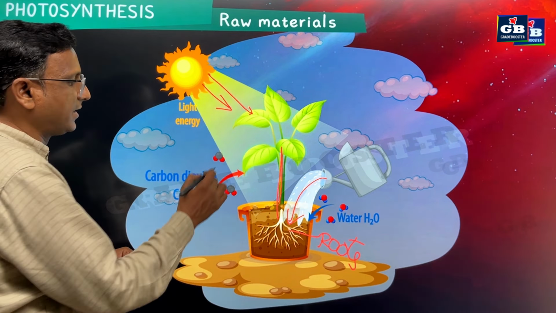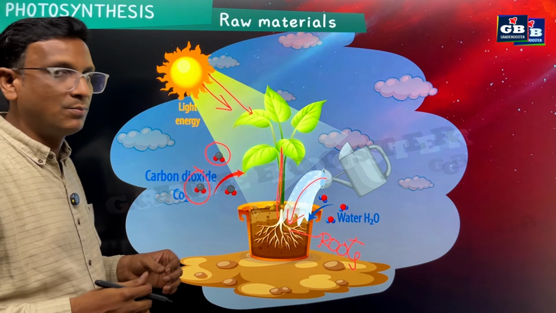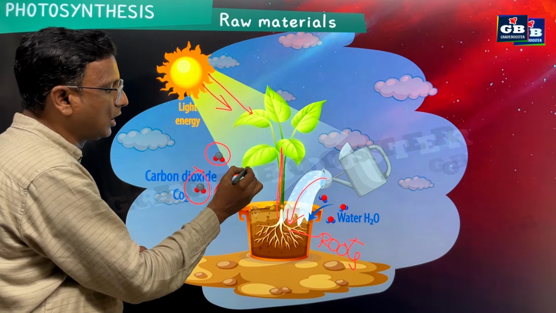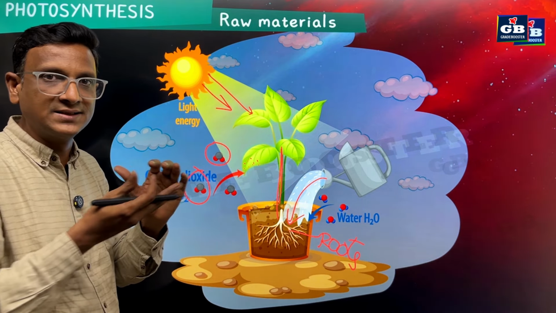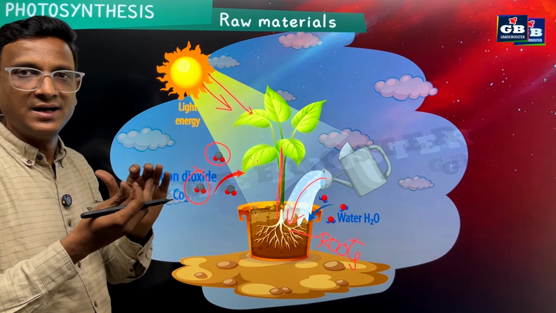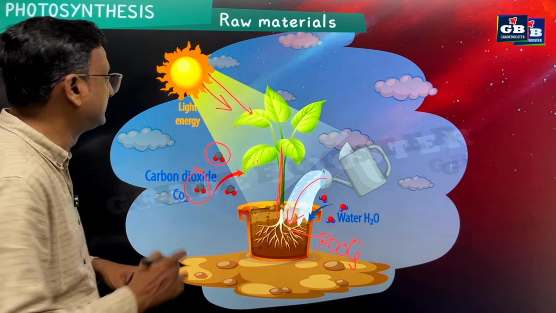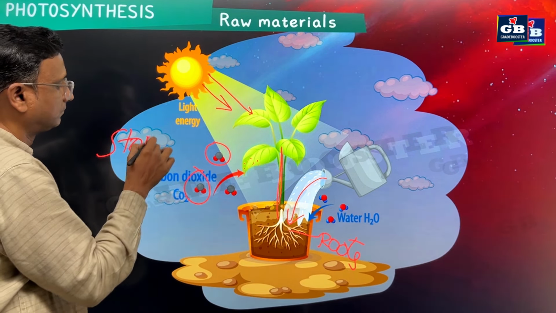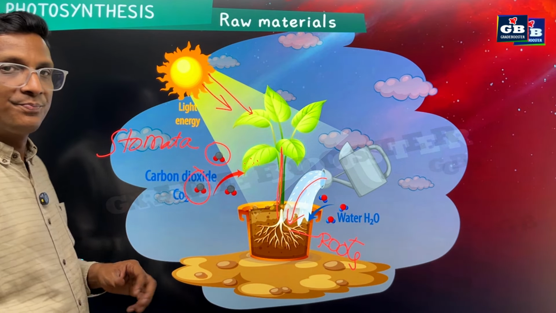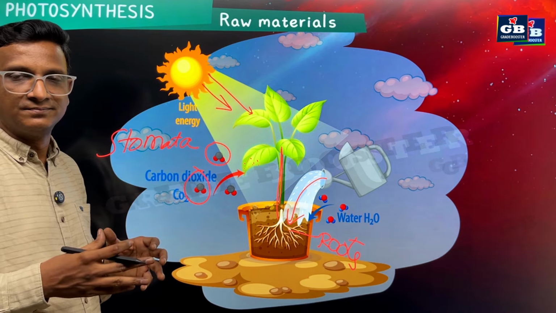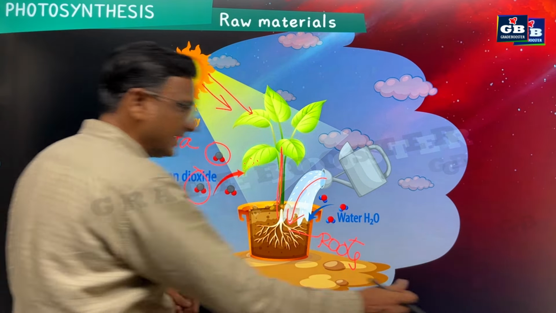And carbon dioxide enters the plant body through some small pores present on the leaves, especially more on the underside, on the lower surface. There are so many pores called stomata. So, through this stomata, the carbon dioxide enters the plant body. Next.